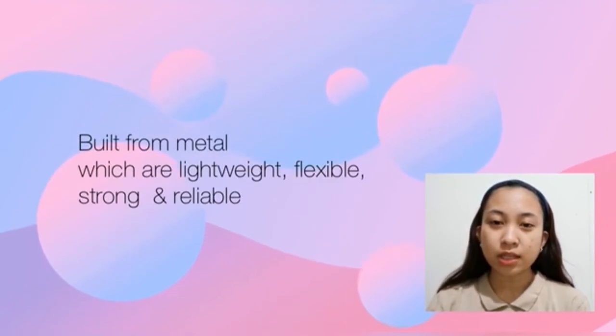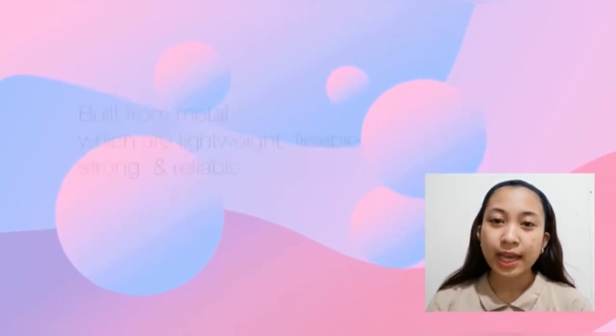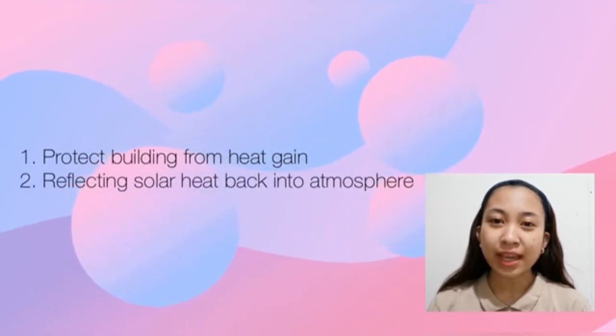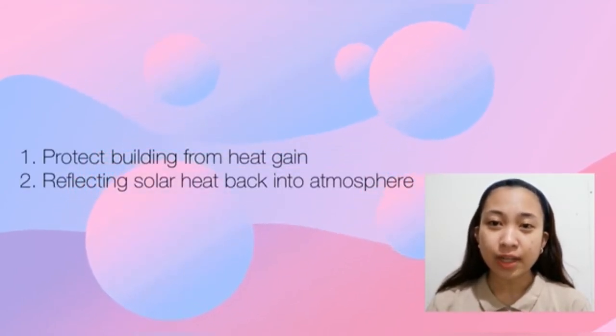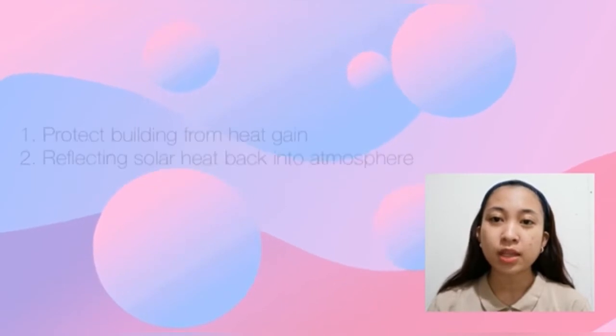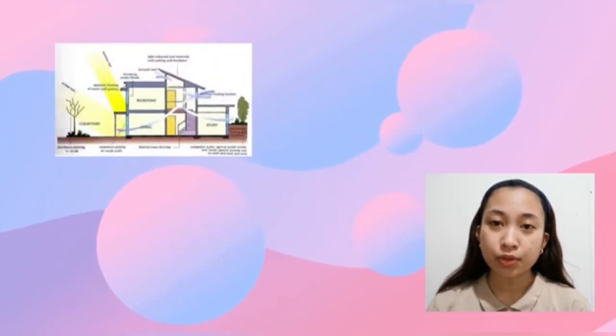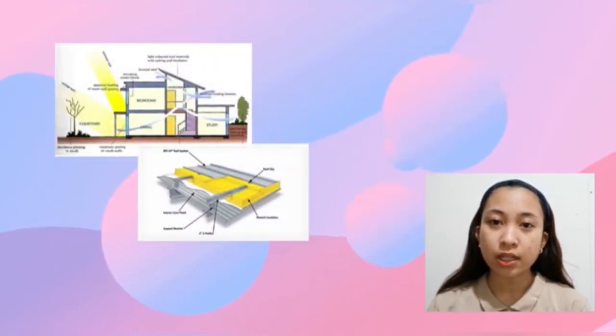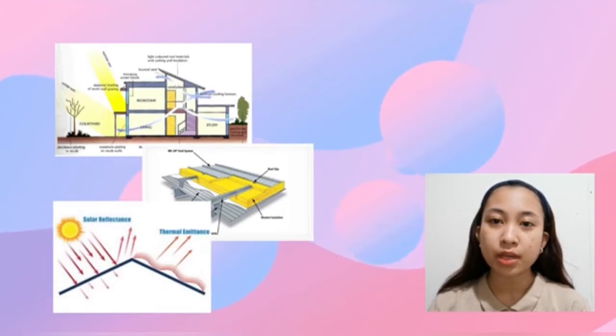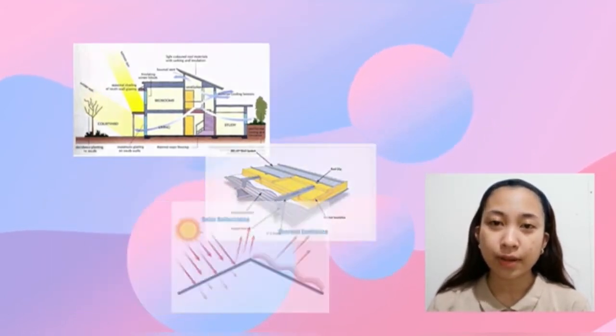Metal roofing systems are built from metal, which is a lightweight, flexible, strong, and reliable building material. It can protect the building from heat gain by reflecting solar radiant heat back into the atmosphere. Metal is designed to last a long time and requires little to no maintenance. Metal is a widely used building material, and metal construction is gaining in popularity because of the economic and environmental benefits metal has to offer.